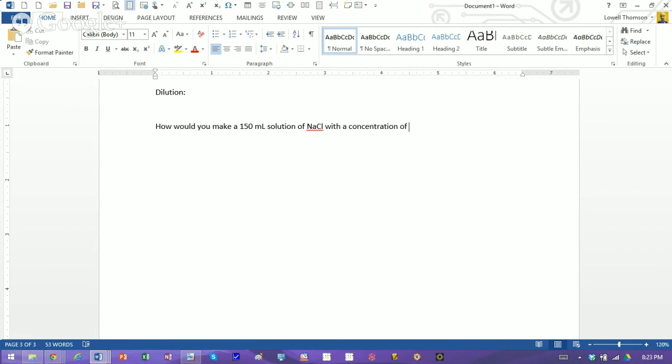How would you make a 150 milliliter solution of NaCl with a concentration of 0.60 moles per decimeter cubed with a stock solution that has a concentration of 1.4 moles per decimeter cubed? Pim, does that look like a question that you would want to have help with?